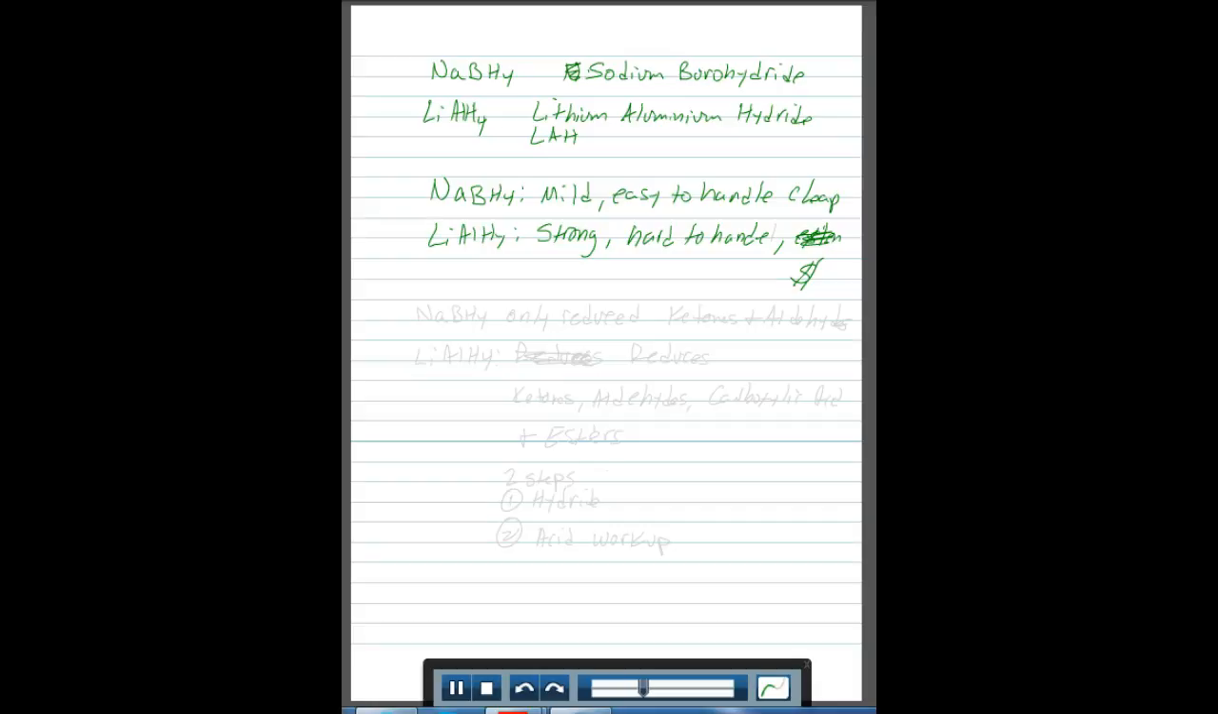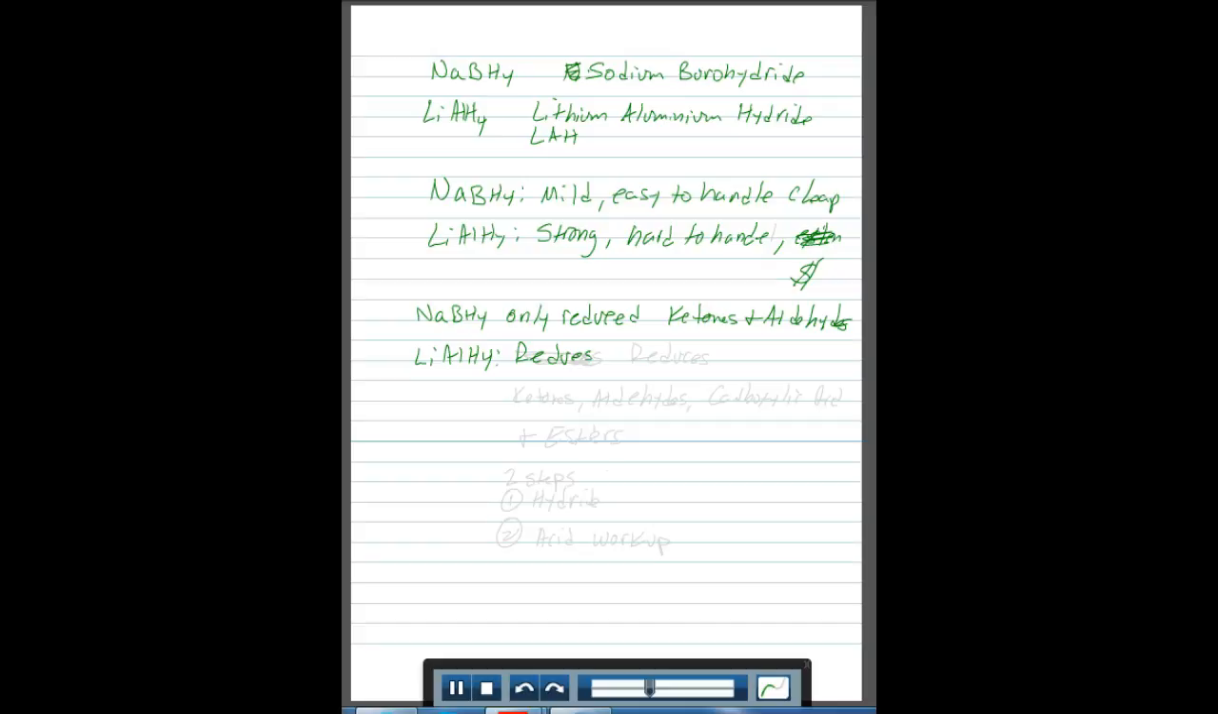Sodium borohydride is a white solid, and you can weigh it out in the air. It does not react with oxygen. It just strictly reacts with carbonyls. The only problem is that sodium borohydride only reacts with ketones and aldehydes. But what if you have a carboxylic acid? What if you have an ester and you want to reduce those? Well, you have to use a much more powerful reducing agent, and that is where lithium aluminum hydride comes in. Lithium aluminum hydride reduces everything.